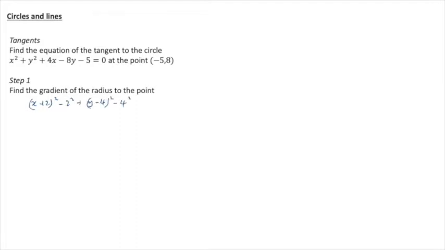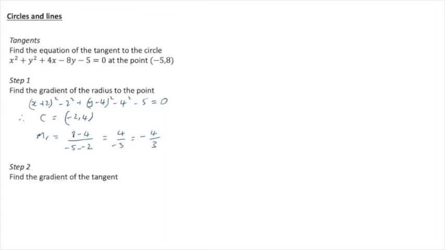So I've got (x plus 2) squared minus 2 squared, and (y minus 4) all squared minus 4 squared, take away the 5 equals 0. Therefore the centre is at (-2, 4). I don't need to go any further to get the coordinates of the centre. And then using ordinary coordinate geometry, the gradient from the centre to the point is the difference in the y coordinates, so that's the 8 from the (-5, 8), take away the 4 from the centre, and then on the bottom I've got the minus 5 from our point on the circumference, take away the minus 2. That gives us 4 over minus 3, which is minus 4 over 3.